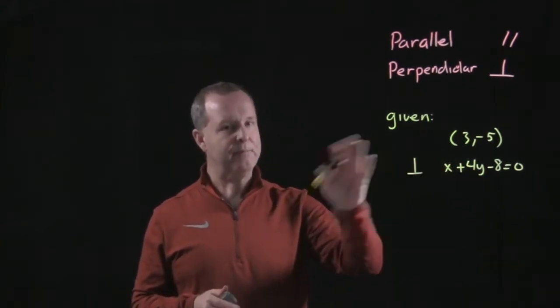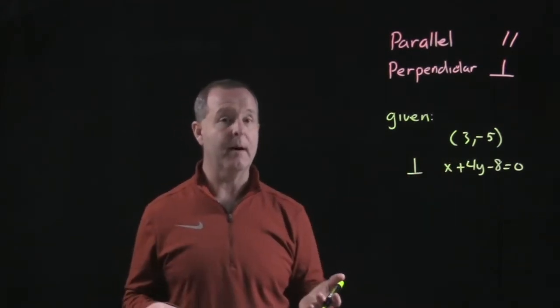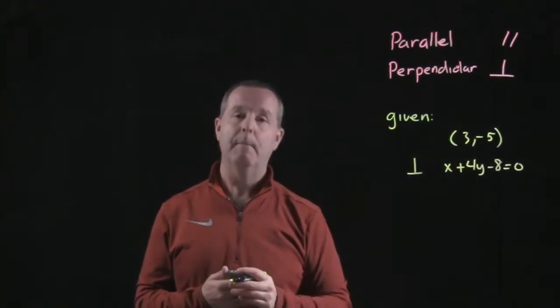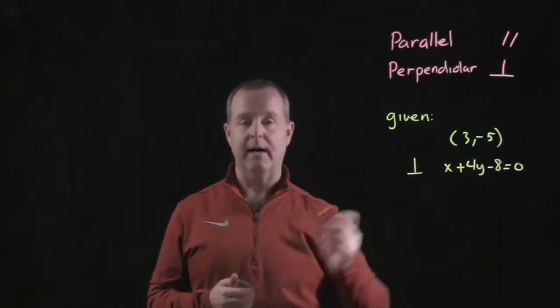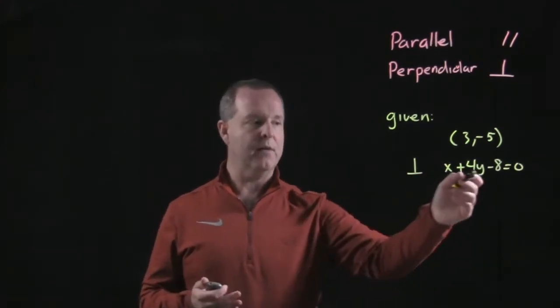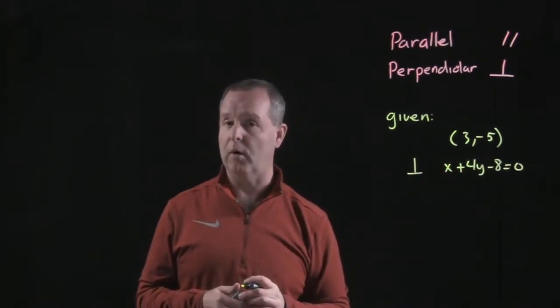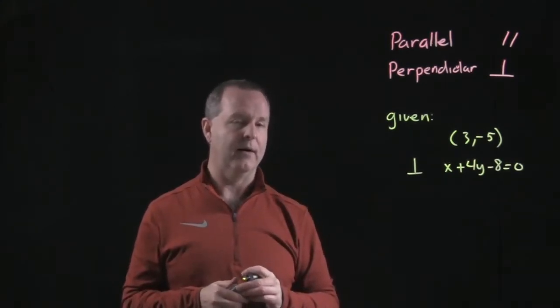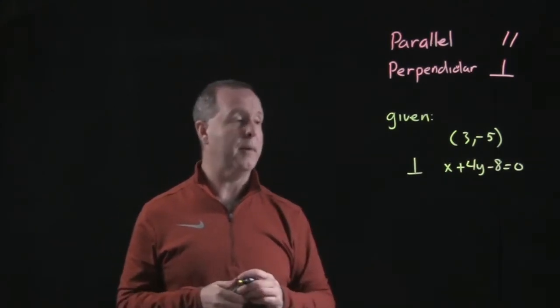So let's look at that and play in this example. Can we come up with the equation of the line that passes through the point (3, -5), but is perpendicular to this other line? Well, this other line's not written in slope-intercept form, so understanding what its slope is is not quite readily apparent. So let's work that into slope-intercept form.